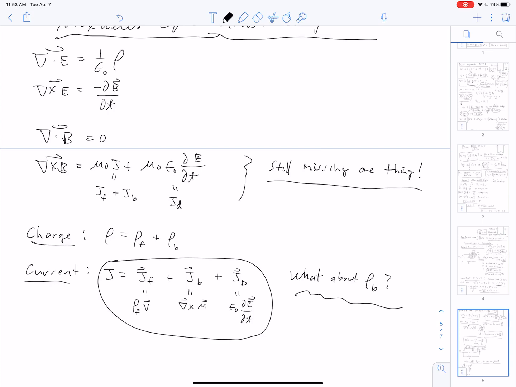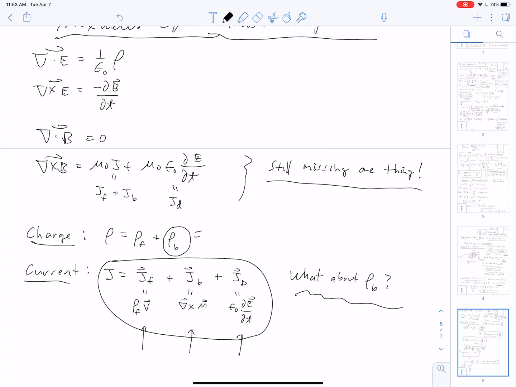Does that create a current also? Because we noticed that the free charge density creates a current. We notice that the magnetization creates a current. We notice that the electric field creates a current. But what about the bound charge? Could that create a current?